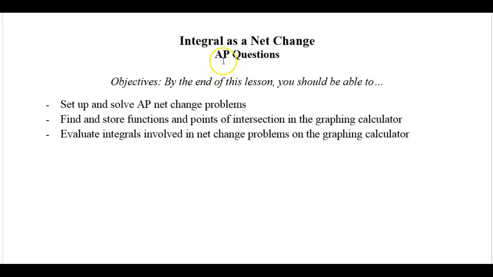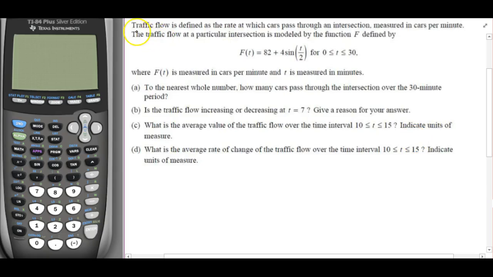Integral as a net change, AP questions. Objectives. By the end of this lesson, you should be able to set up and solve AP net change problems, find and store functions and points of intersection in the graphing calculator, and evaluate integrals involved in net change problems on the graphing calculator.